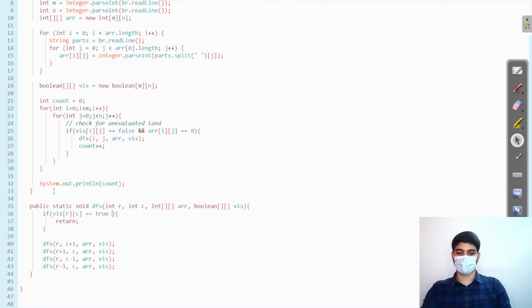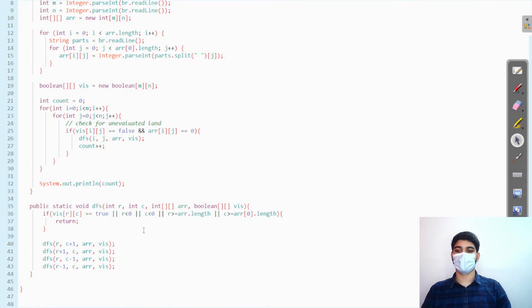Also over here, we can check for out of bounds. So we check if r is smaller than 0, or if c is smaller than 0, or if r is greater than or equal to array.length, or c is greater than or equal to array[0].length, then in this case I would have to return, because I would otherwise get an out of bounds error.